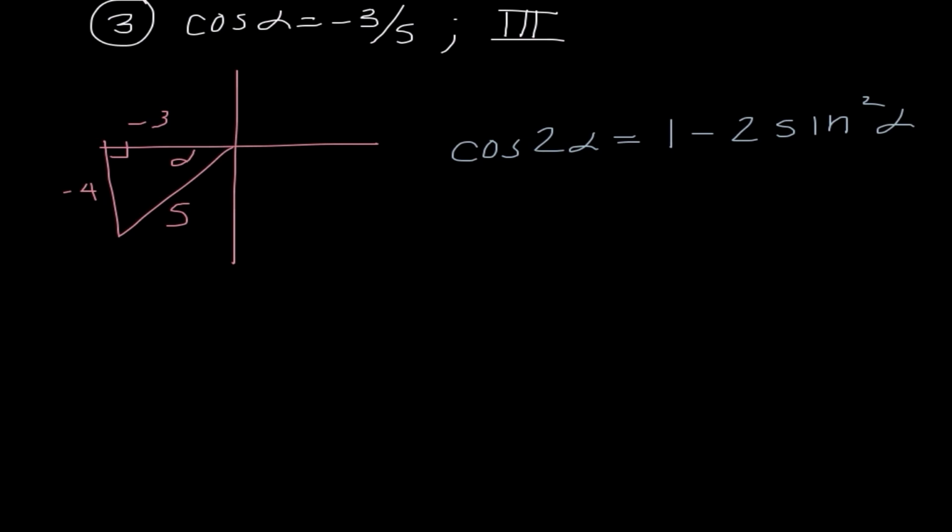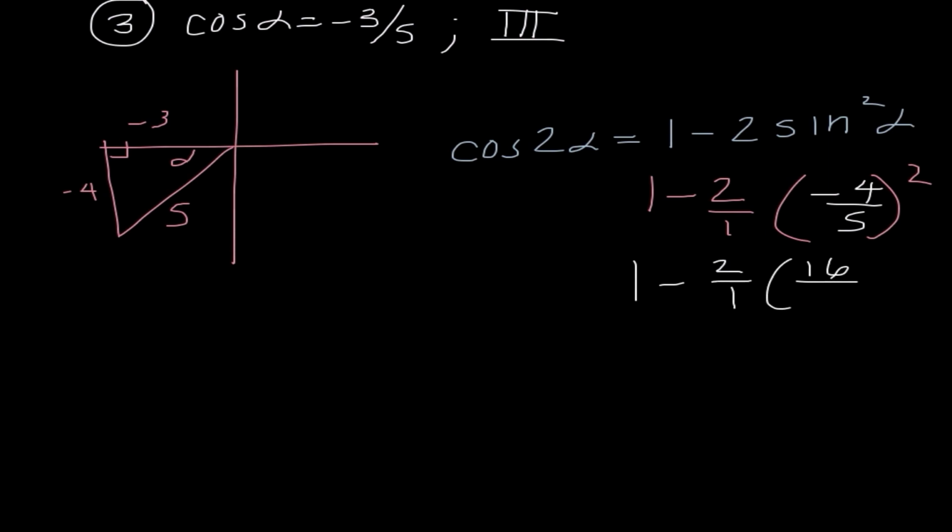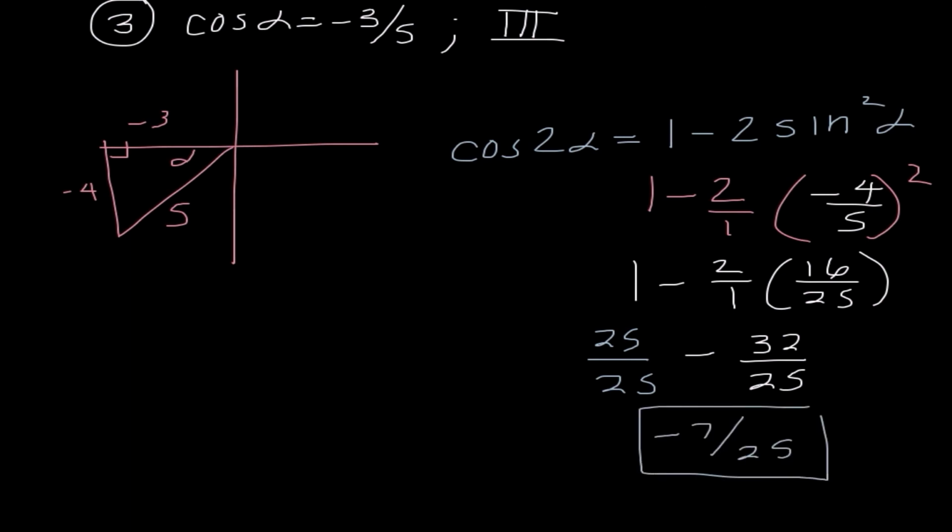Okay, now I went ahead and I left up our triangle here. This time I'm doing 1 minus 2 sine squared. So I'm going to say 1 minus 2 over 1 times, we need to figure out what is the sine value. So sine is opposite over hypotenuse. So I have negative 4 over 5. When I do the math here, I get 16 over 25. So this is really 32 over 25. Since I need a common denominator, I'm going to write 1 as 25 over 25. And you guessed it, when I subtract, I get negative 7 over 25.